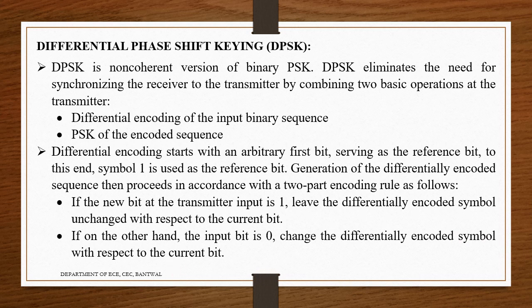So what it is trying to say is that if the reference bit is 1 and the input is 1, then nothing will be changed, so it should be 1 only. If the input is 0 and the reference bit is 1, then the symbol is changed, so it changes to the current bit, that is 0.